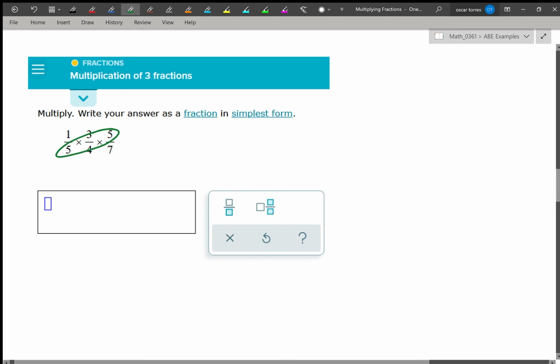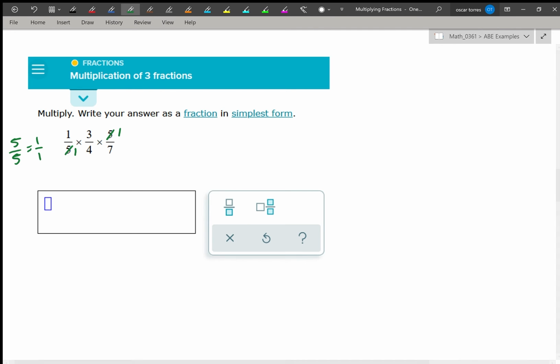So we can simplify 5 over 5. 5 over 5 would give us 1 over 1. So I'm literally going to take these 5s and replace both of them with a 1. If I go through the other combinations of diagonals, we can look at 1 and 4, but they don't simplify. We can also look at 3 and 7, but they also cannot be simplified.